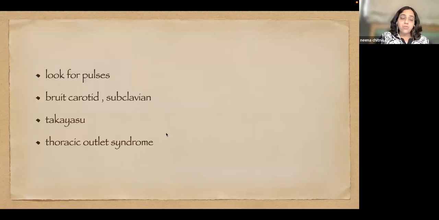Don't forget to look for pulses. So see for the radial pulse. If you find any discrepancy in the pulses, look for bruits, so carotid bruit, subclavian bruit. There might be discrepancy in the pulses in diseases like Takayasu's arthritis and even in thoracic outlet syndrome.